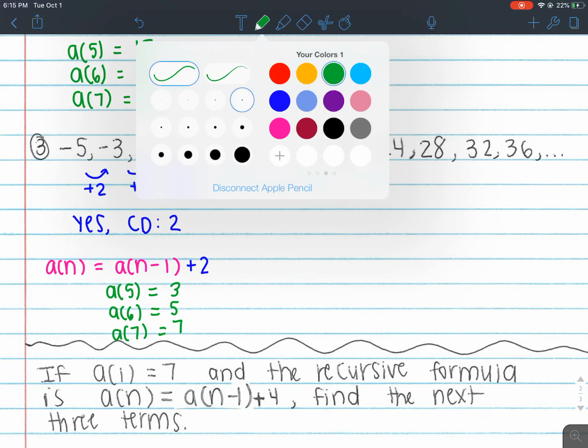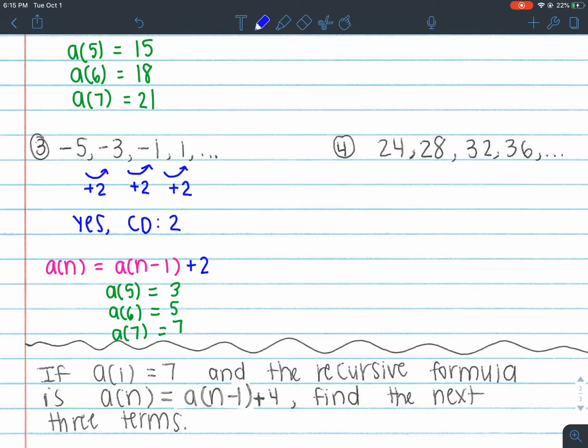Okay, moving on. We have 24, 28, 32, 36. This is also arithmetic because each time you're adding 4. So this is, yes, arithmetic. My common difference is positive 4. So my formula is going to be A of n equals A of n minus 1, and then I would have plus 4.